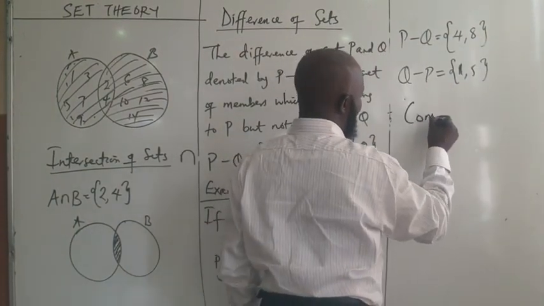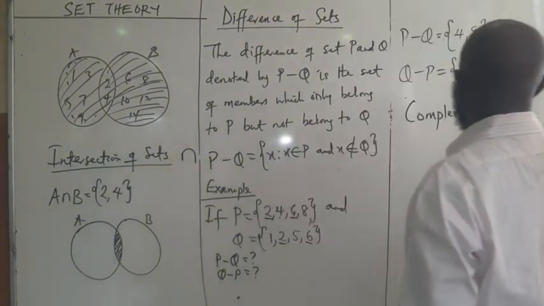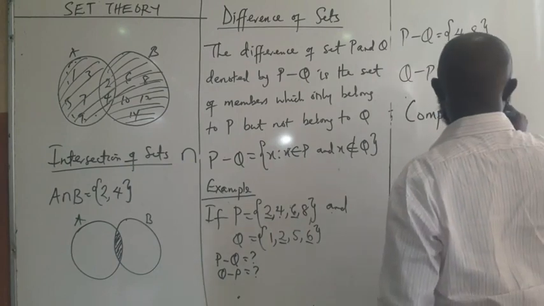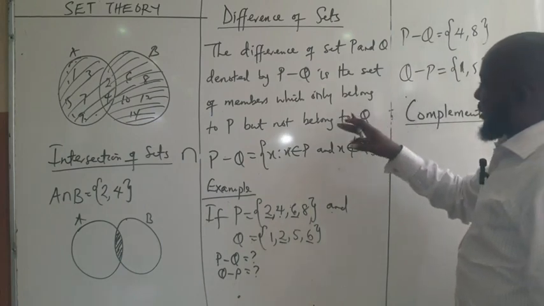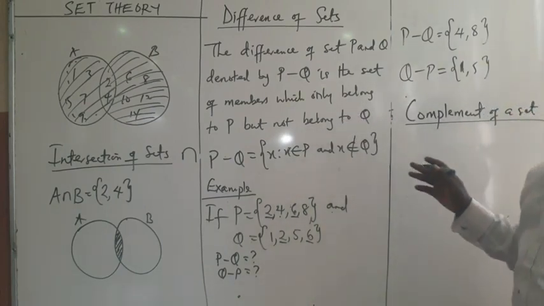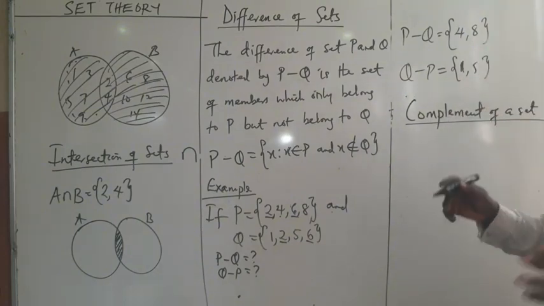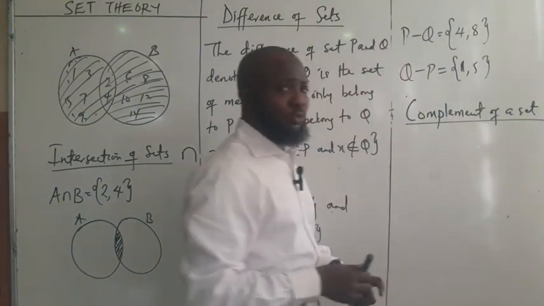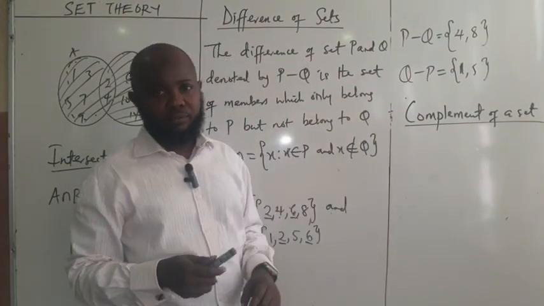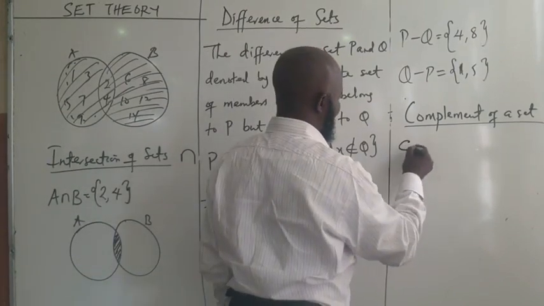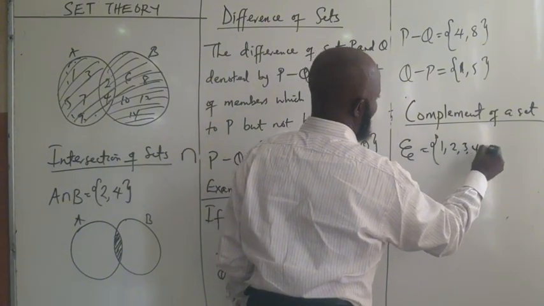Then we also have another one, complement of set. And that is where we're going to stop in this video because the video length is getting longer. Complement of a set, we are comparing a set with the universal set we treated earlier. So we are looking at the elements we have in the universal set that are not in that set we are looking at.